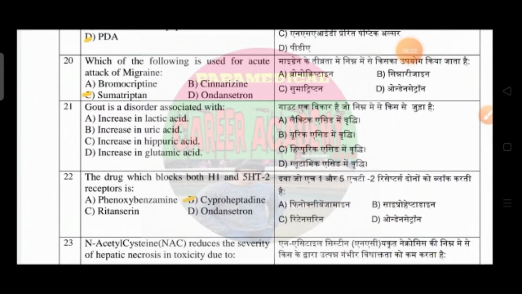Question number 20: Which of the following is used for acute attack of migraine? Option A is bromocriptine, option B is cinnarizine, option C is sumatriptan, option D is ondansetron. So the correct answer is sumatriptan.